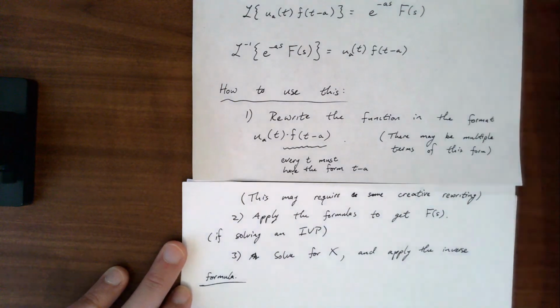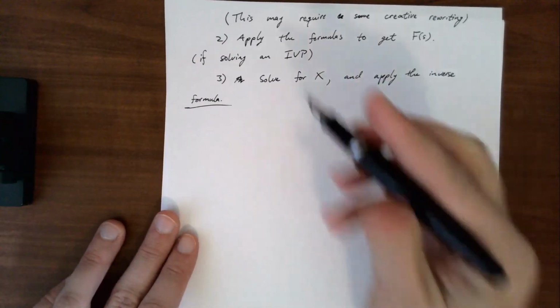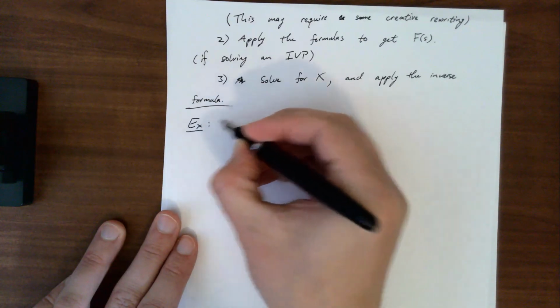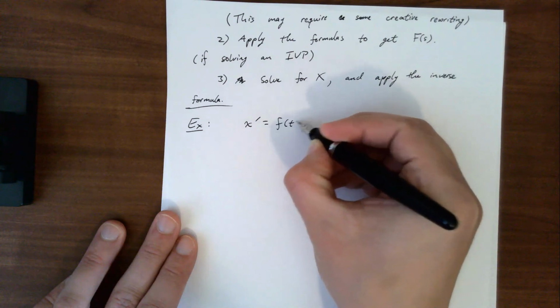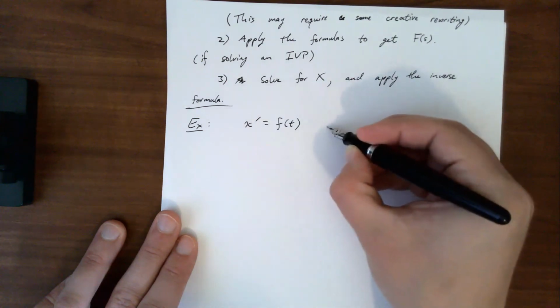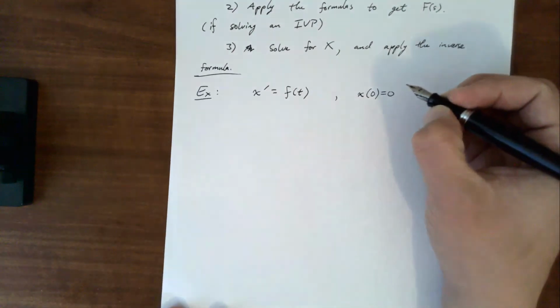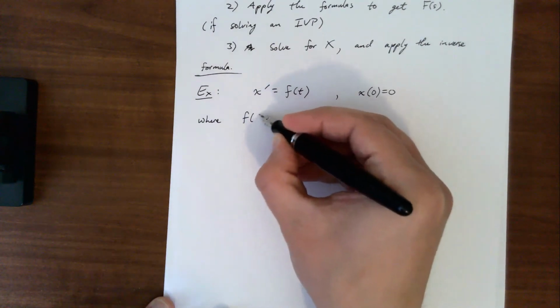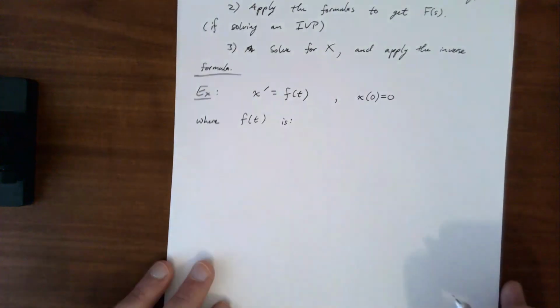All right, well, enough talk. Let's try this for an actual example, and the actual example will just be a differential equation where x prime equals f of t, x of 0 equals 0, where f of t is the function depicted below.